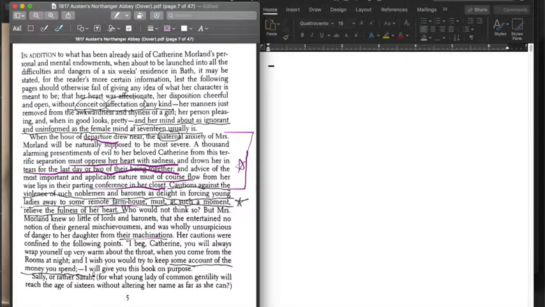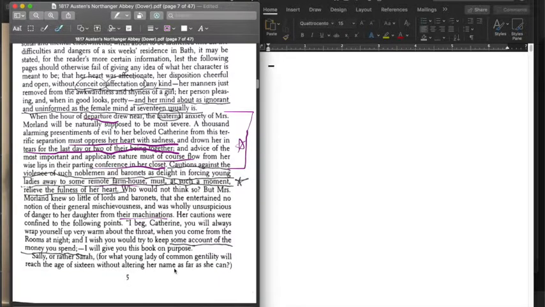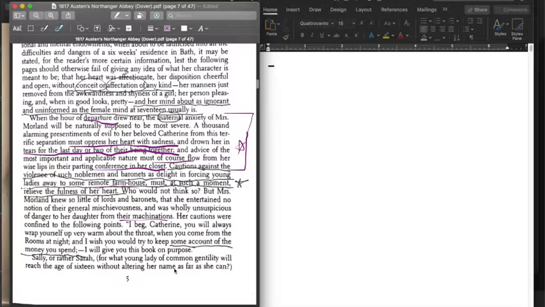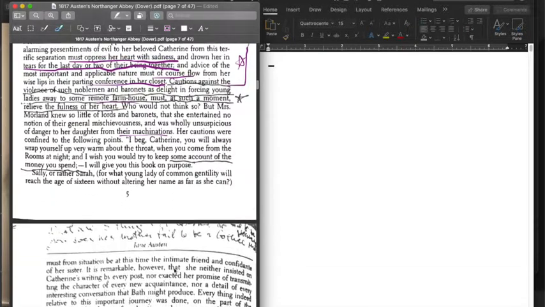I beg, Catherine, you will always wrap yourself up very warm about the throat. So she's like, stay warm when you come from the rooms at night. And I wish you would try to keep some account of the money you spend. I will give you this book on purpose. So her mom's like, stay warm and keep track of the money you spent. She's obviously not that concerned.